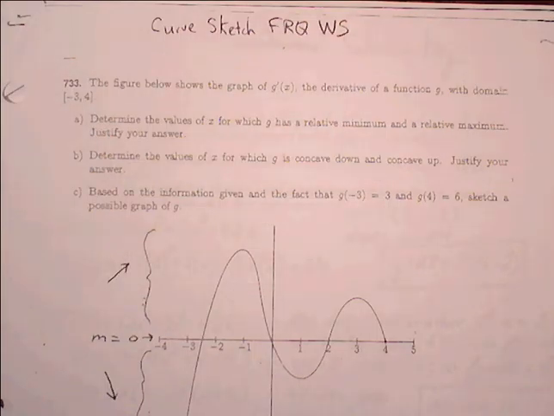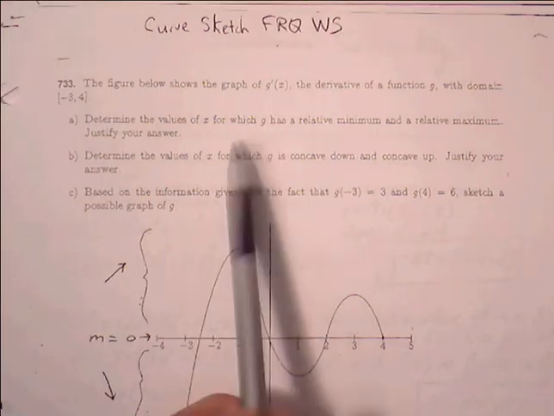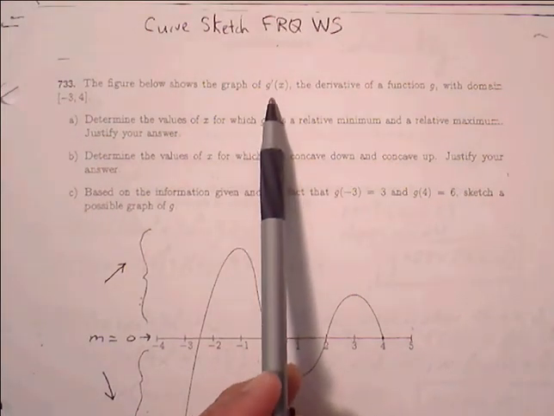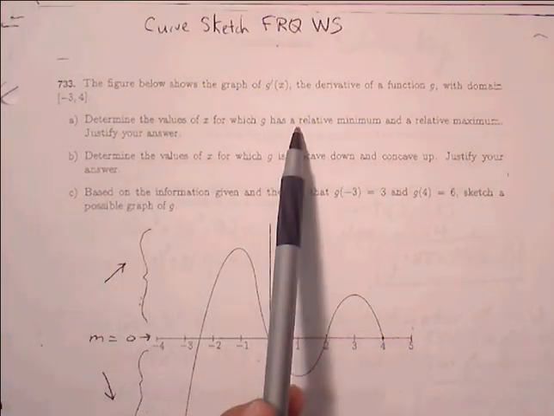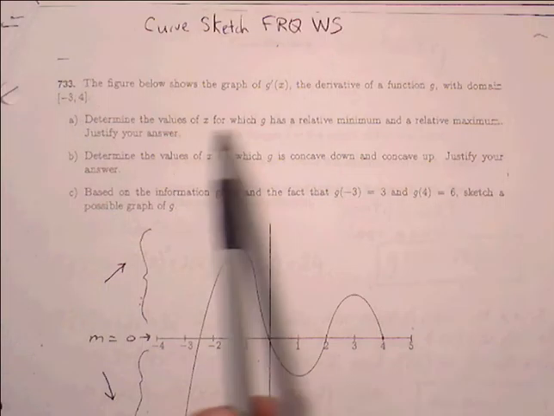This is page 3 of the Curve Sketching FRQ worksheet. The figure below shows the graph of g prime. So we're looking at the derivative function graph with domain from -3 to 4. Determine the values of x for which g has a relative min and a relative max.